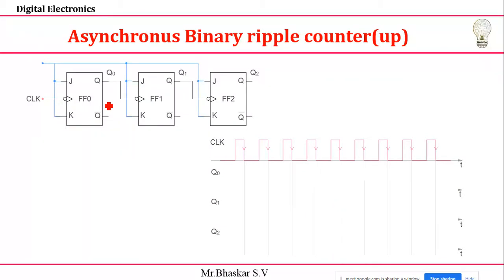Today we are looking at one of the counters. Put the title in your notebook: asynchronous binary ripple counter. You should know the meaning of each word, then you can easily understand. First, I already told that I have a counter. Here we'll discuss three things: up counter, down counter, and up-down counter. The next thing is whether it is synchronous or asynchronous. Here it is mentioned as an asynchronous counter.